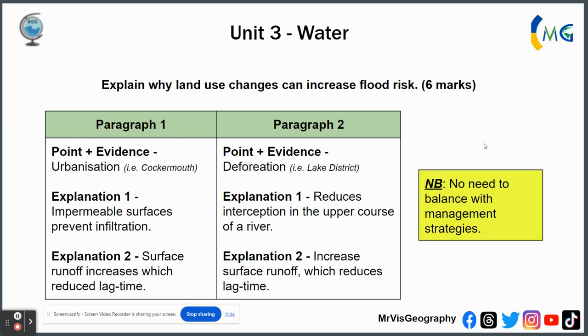The key thing there is a few of you made one big paragraph where you made a point, you gave evidence, you analyzed the point, and then you made a counterpoint by saying, however, a way to reduce the risk is. That is not the question. The question is asking you to explain how land use change increases the risk of flood. You didn't have to assess whether land use change affects flood risk. You didn't have to balance it. You had to explain why and how. So unfortunately, providing a counterpoint with a management strategy would not be answering the question, and therefore you wouldn't be rewarded for that effort.